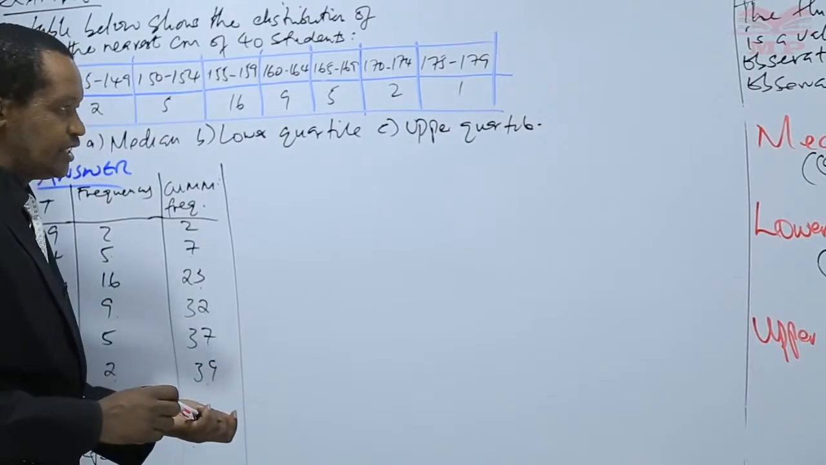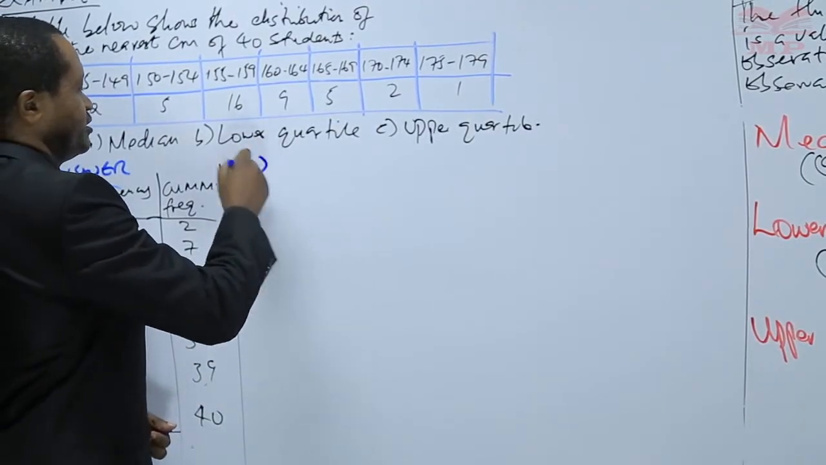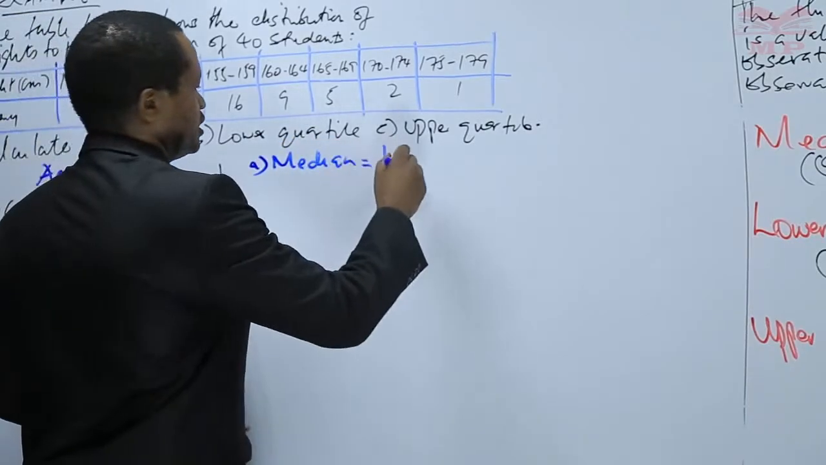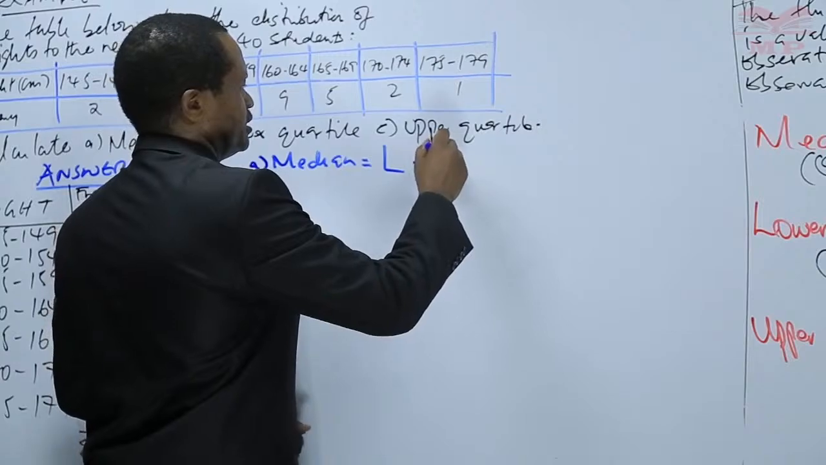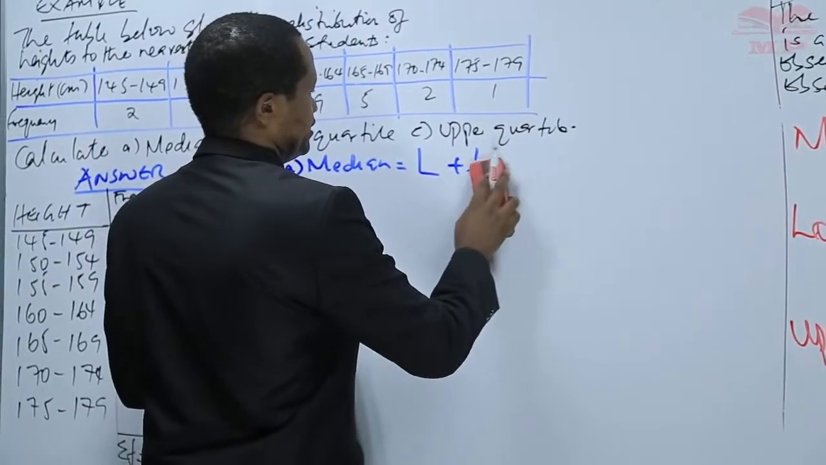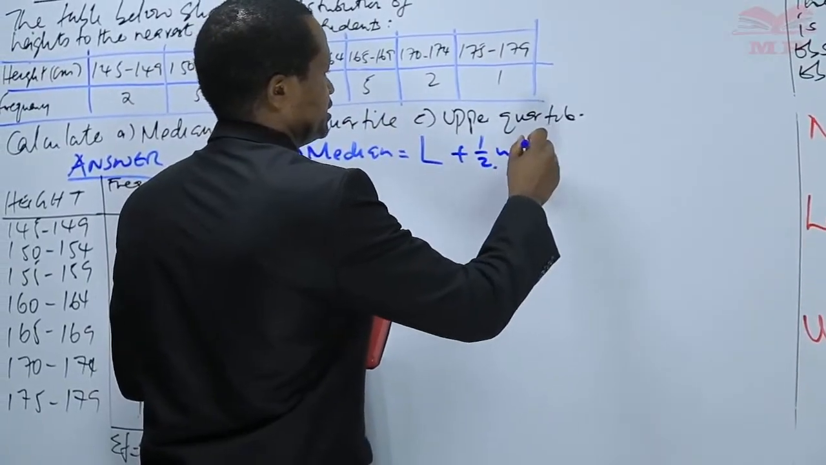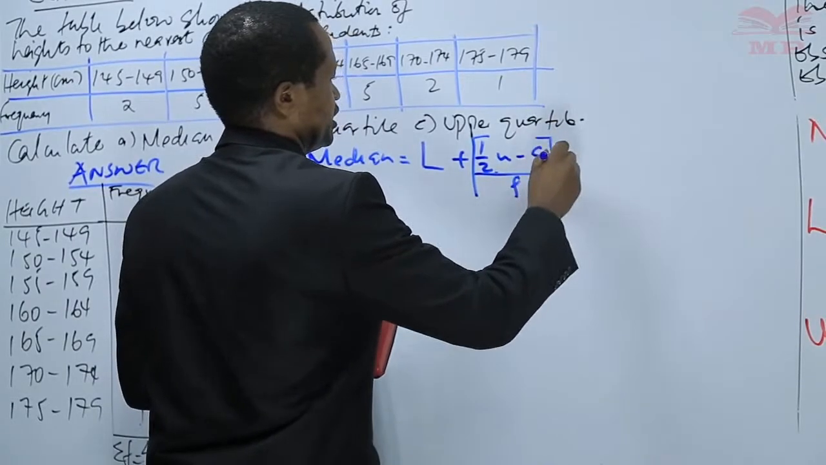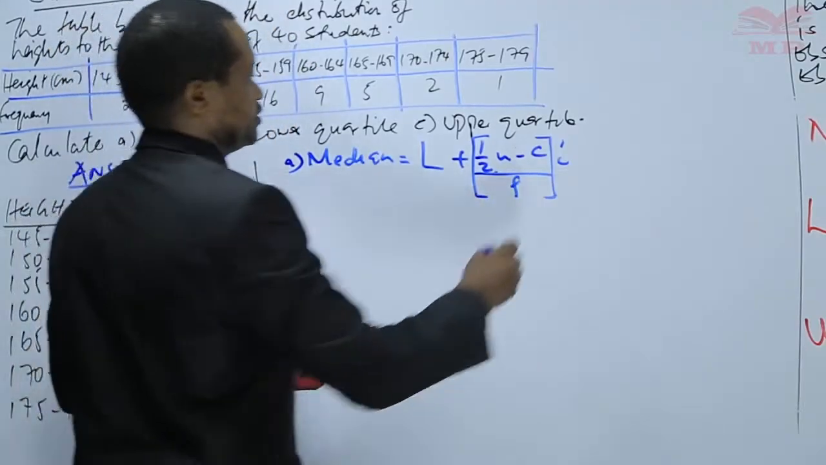So let's first calculate the median. Median, A. We have seen that median is equal to the lower class boundary plus (a half n minus c) over f, times the class interval.